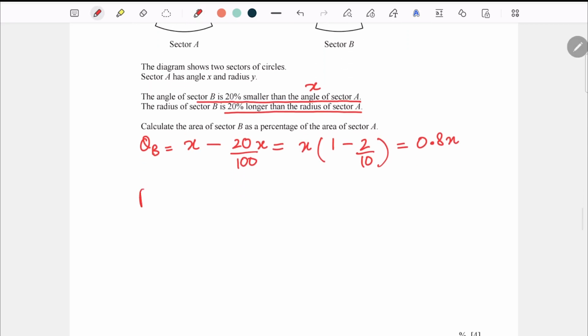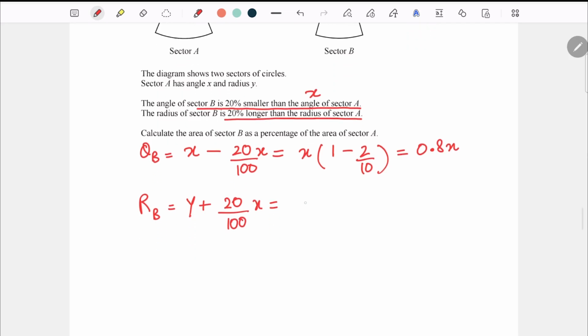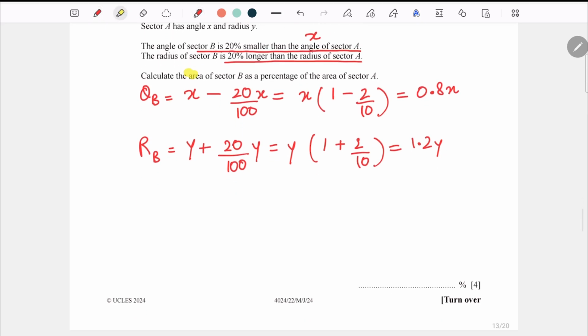So the radius of sector B is basically y plus 20 over 100 of y. Not x, this is y. So I'll take y common: 1 plus 2 divided by 10, and that will be equal to 1.2y. So this is the radius of sector B. Now the question was asking for the area of sector B as a percentage of the area of sector A.